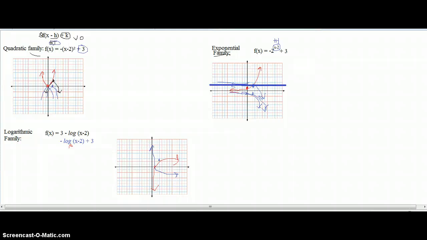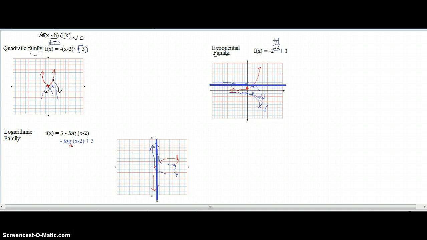And everything gets shifted. Even in this case, the vertical asymptote gets shifted as well. Remember, it started out just at the y-axis, so when everything got shifted to the right 2 units, my vertical asymptote did as well, so it should now be at x equals 2, somewhere right there.